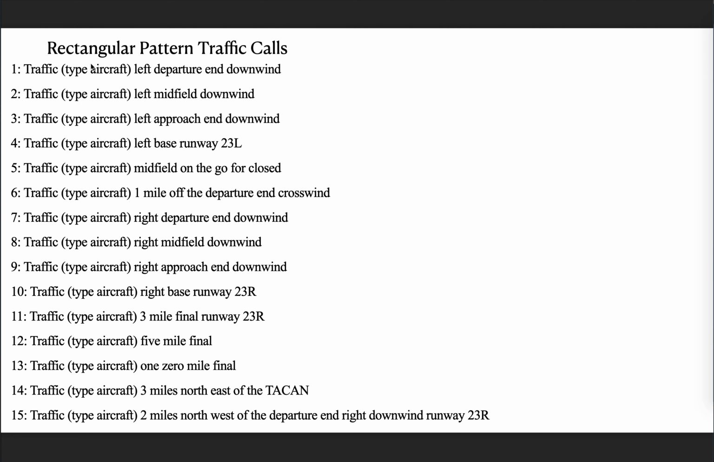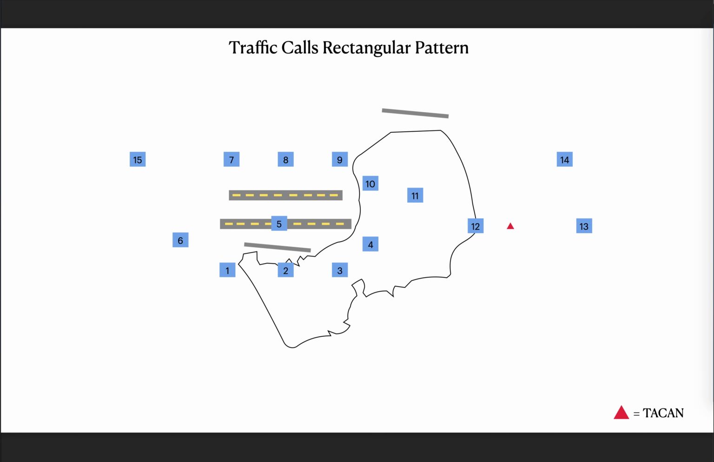Traffic, whatever type of aircraft it is, left departure and downwind. The reason we want to say left departure and downwind is because now that we use runway 23 right and 23 left, we really need to get in the habit of letting aircraft know which downwind they're on. You could say left departure and downwind runway 23 left.